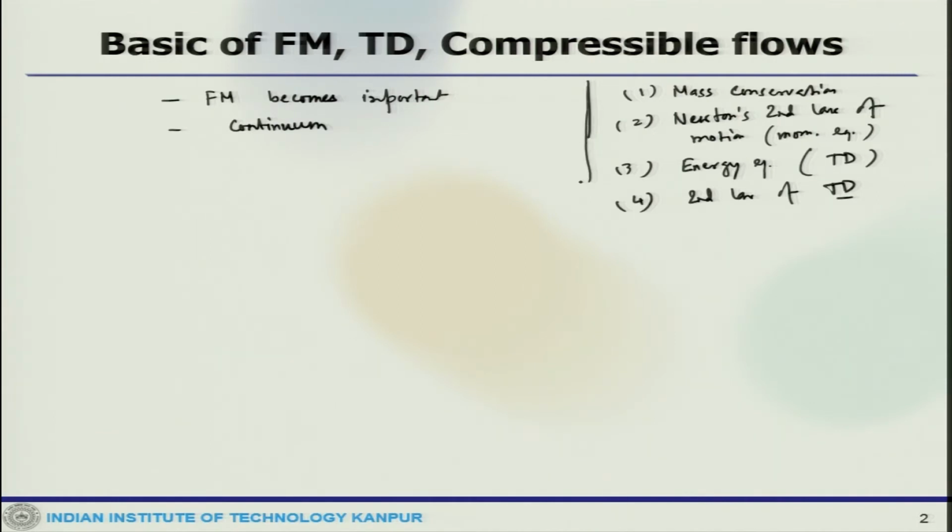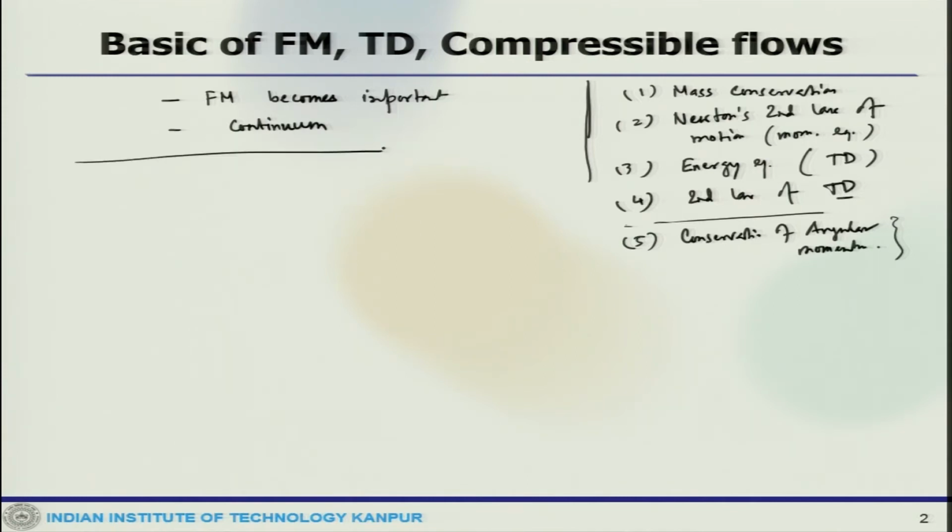Now, apart from this, we need one more conservation law, which is the conservation of angular momentum. So, this would be required in addition to the basic 4 conservation laws while we will be talking about the turbomachinery part, like the turbine or compressor. Now, there are 2 thermodynamical cycles where things can operate. One is the Brayton cycle, another is the Humphrey cycle.